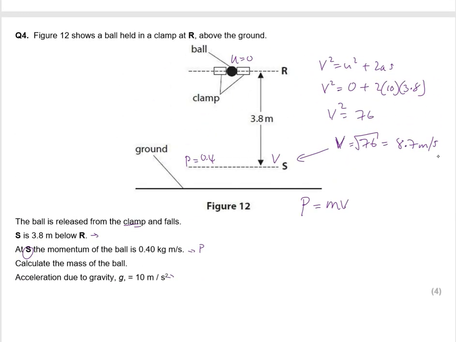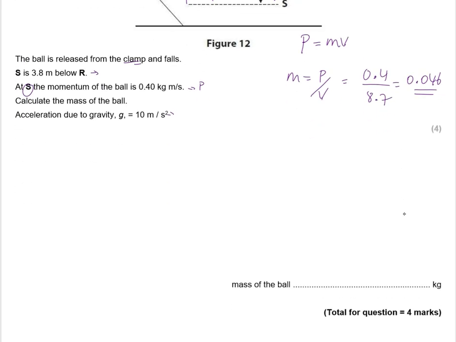Now I need to rearrange this to get m. So m is P over V, 0.4 over V. Now this is going to give me an answer of 0.046, and this is the mass of the ball.